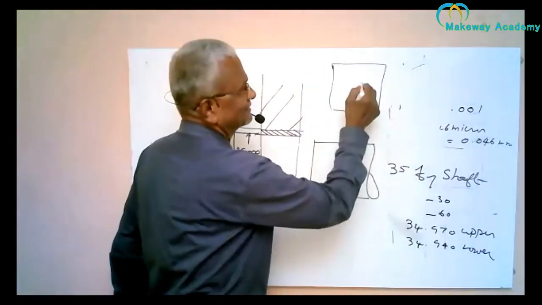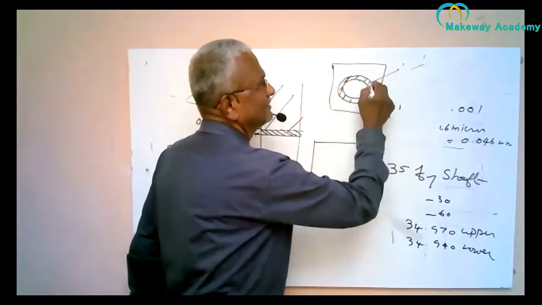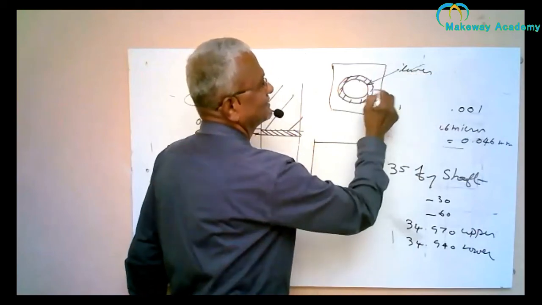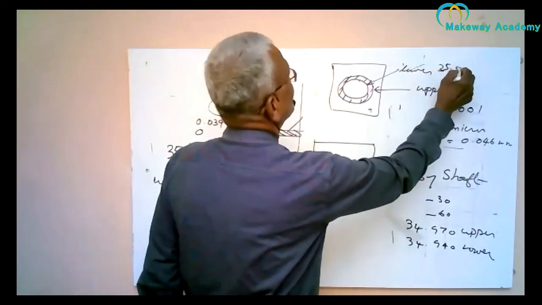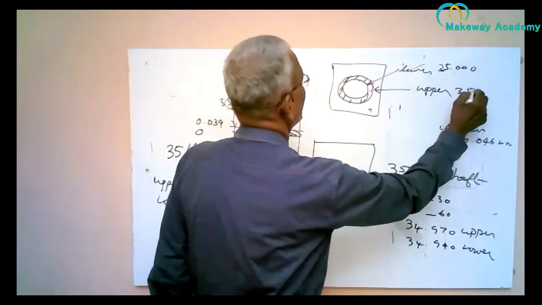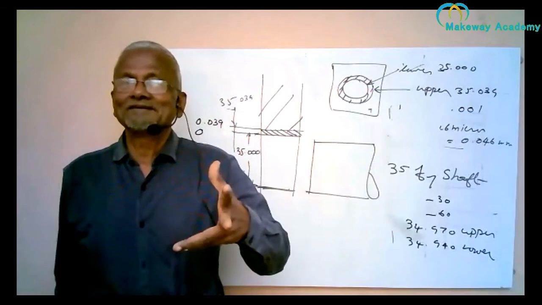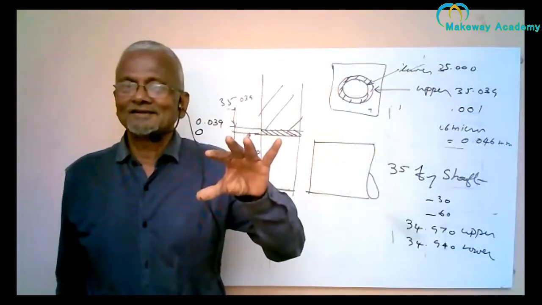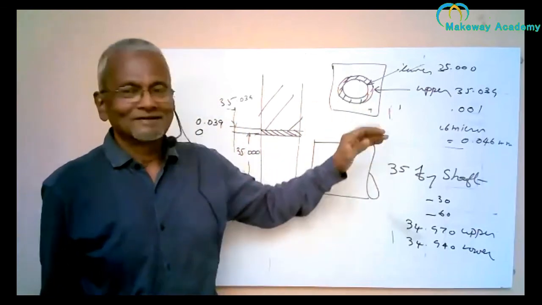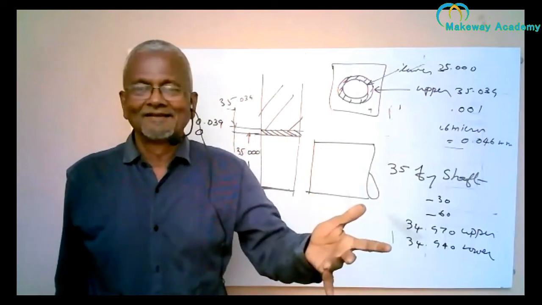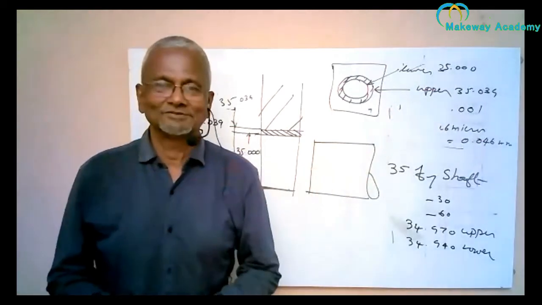On the other hand, for a hole, the hole is made like this. This is the tolerance. This is the lower limit, this is the upper limit. The lower limit is 35 and the upper limit is 35.039. When the hole is made at the lower limit, maximum material will be left on the job. As far as a hole is concerned, the maximum material condition, MMC, is the lower limit, and the LMC is the upper limit. When the hole is made at the upper limit, least material will be left on the job.